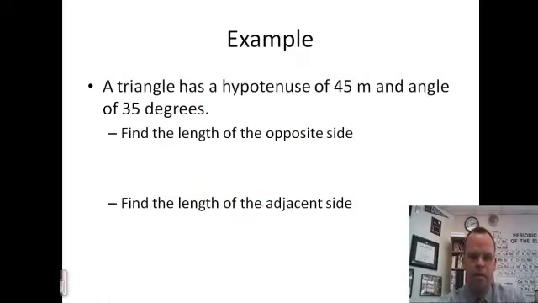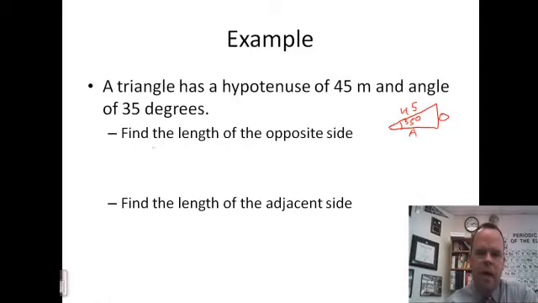Let's look at some example problems. This first one, we have a triangle with a hypotenuse of 45 meters and an angle of 35 degrees. We'll do a little drawing over here to give us an idea of what we're looking at. So this is 45 long, and the angle in here is 35 degrees. We want to figure out the length of the adjacent side and the opposite side.